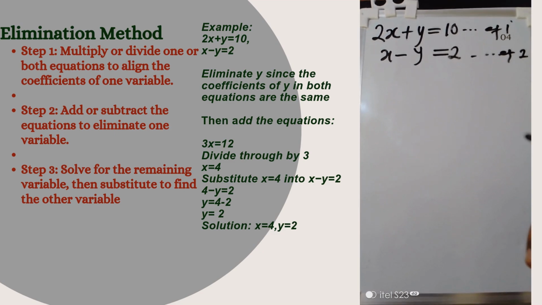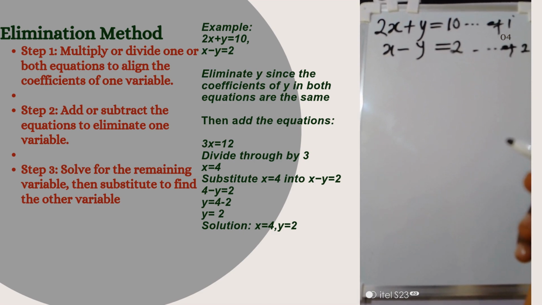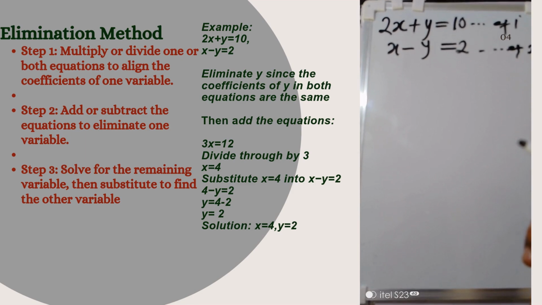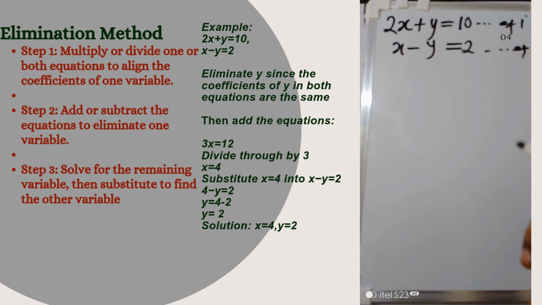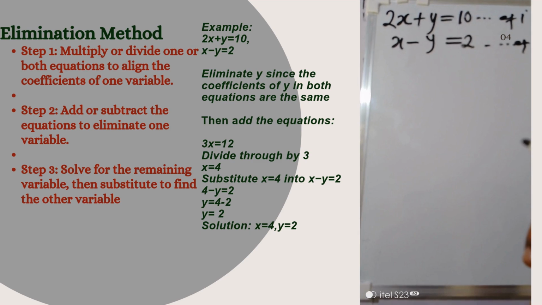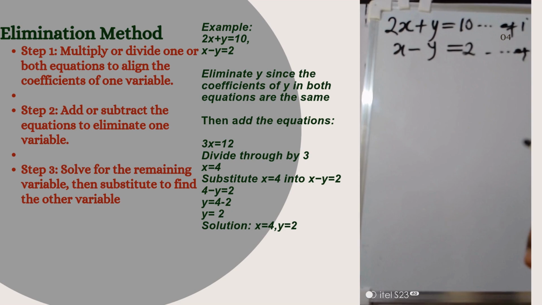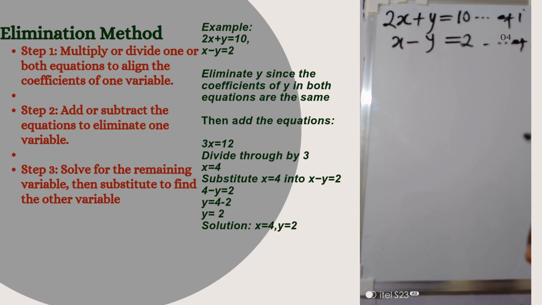Thank you. Let's quickly look at the elimination method. We also have 3 steps here. Step 1 says multiply or divide one or both equations to align the coefficients of one variable. Step 2 says add or subtract the equations to eliminate one variable. Then step 3 says solve for the remaining variable, then substitute to find the other variable.